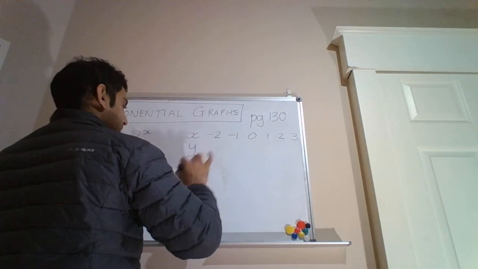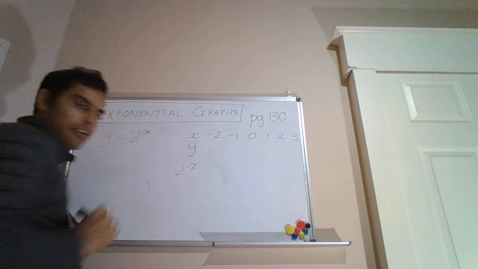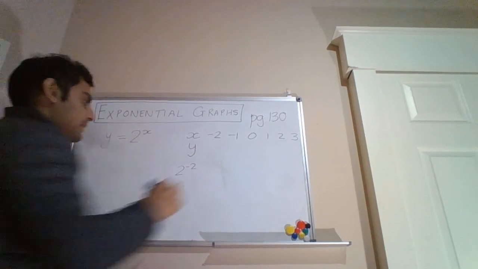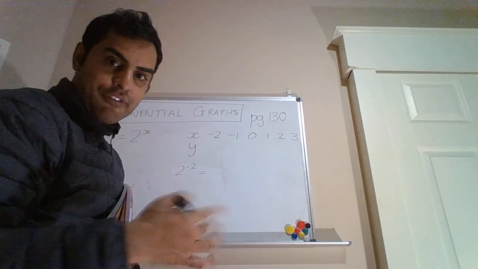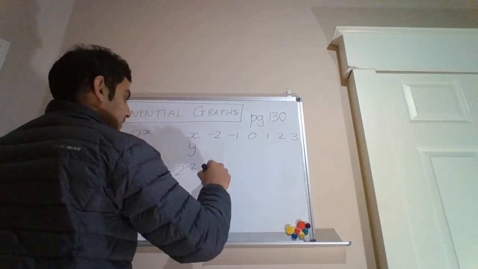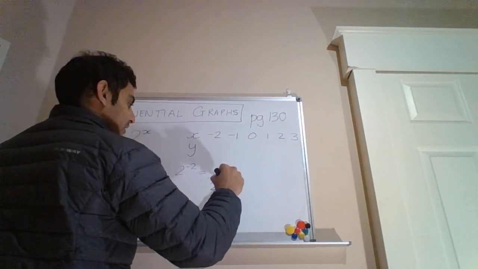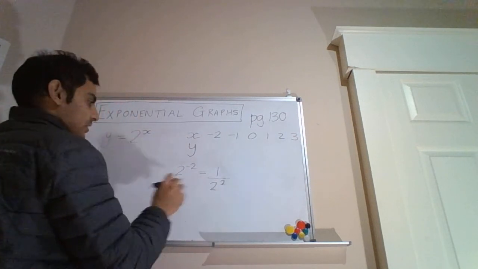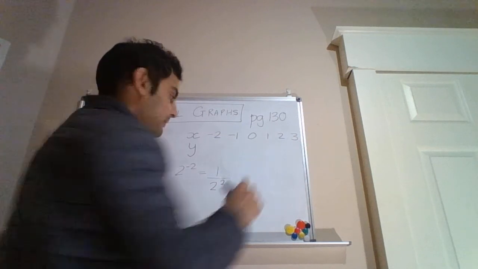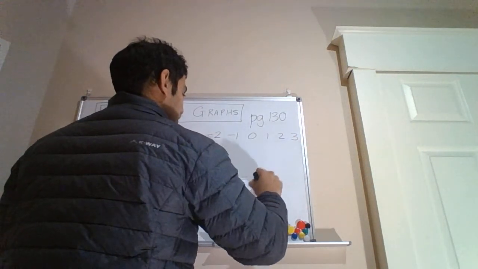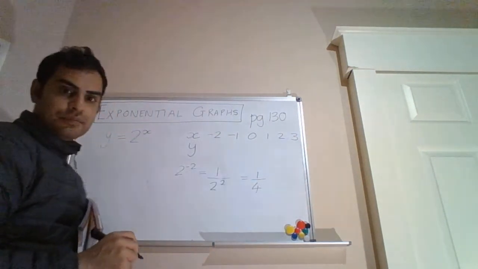So for x equals -2, we have a y value of 2 to the -2. And our rules for exponents tell us that we need to flip it and change the sign of the power. So we flipped it and it went from -2 to +2. So this comes out to 1/4.